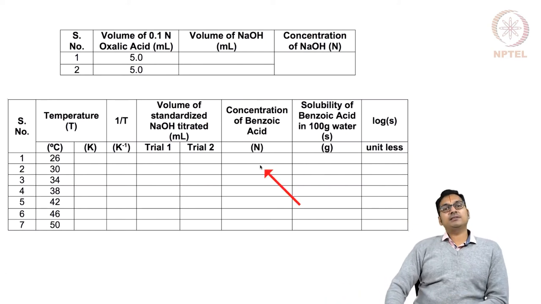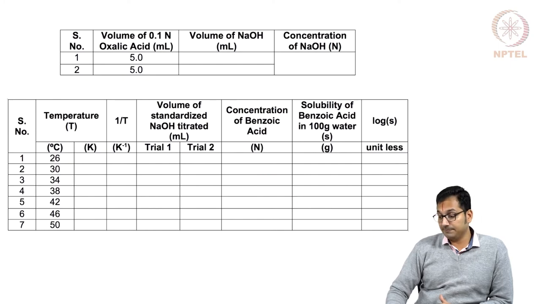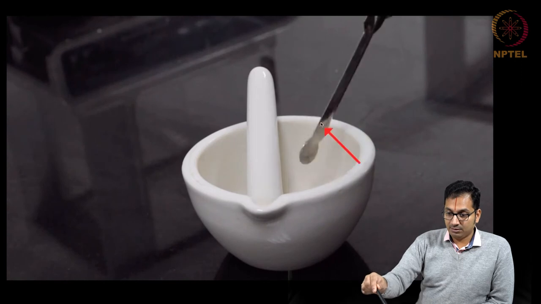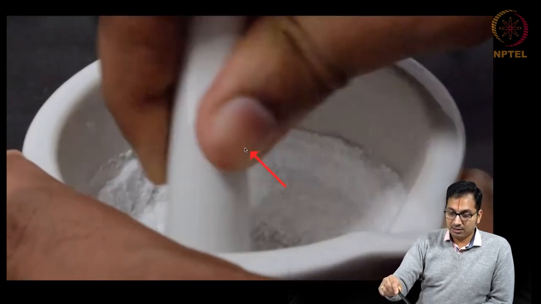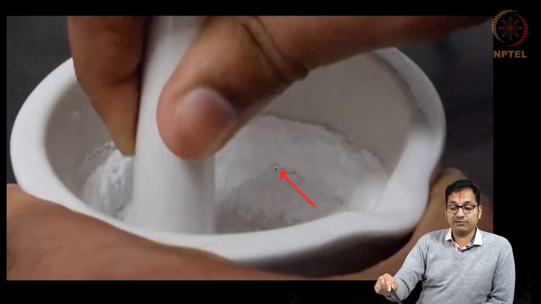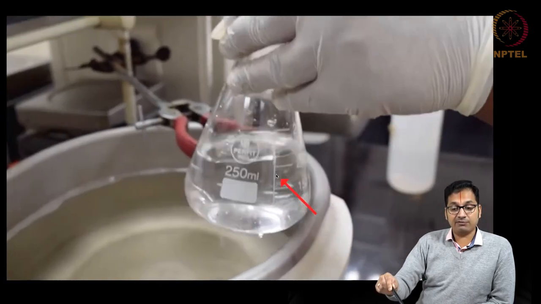Since we have already seen these tables, let's try to take a look at how this experiment is indeed performed. As you see here, this is the mortar and pestle, and we are adding a large excess of benzoic acid into it, and you will realize that using the mortar and pestle, you are trying to make fine powder of the benzoic acid. Do as much as possible so as to increase the surface area of dissolution.